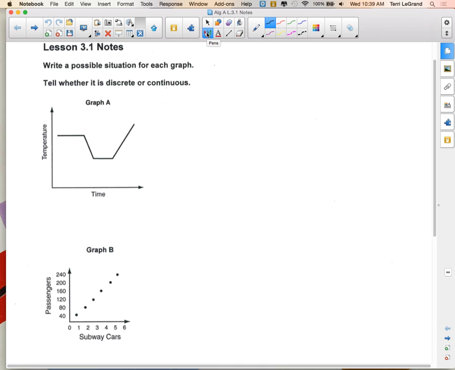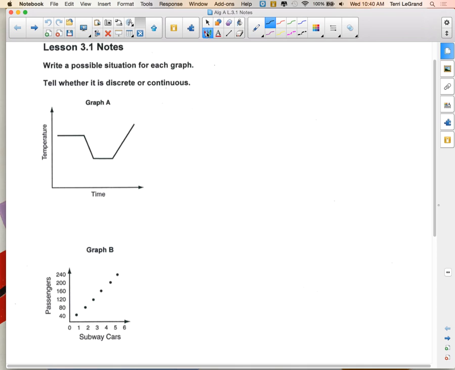So our goal today is to be able to write situations for graphs, be able to write our own story for it. And then the other thing we have to do is tell whether it's discrete or continuous. So let's just start with that part first. Let's look at the graph and say, because that would help us also write the story. Is it a discrete or a continuous graph?